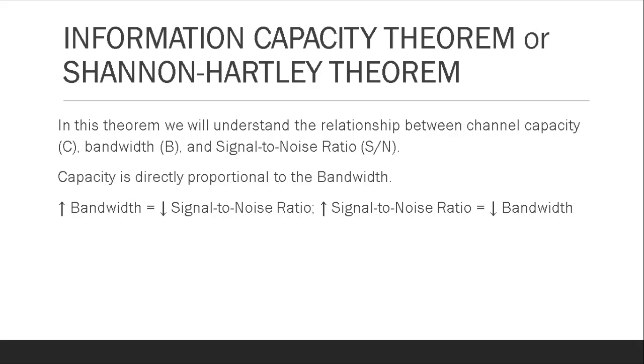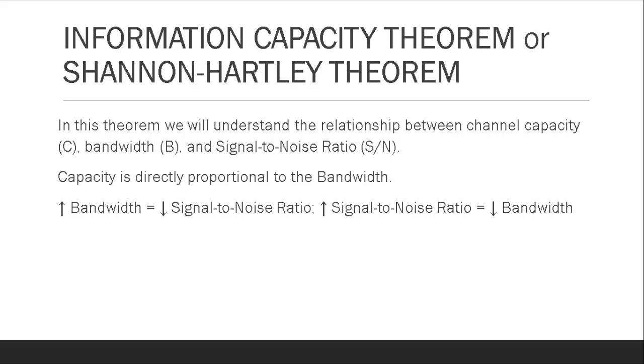According to the information capacity theorem, the channel bandwidth and signal to noise ratio are both exchangeable, meaning to reach the required amount of channel capacity, if the bandwidth is increased, then the signal-to-noise ratio should be reduced. So a trade-off occurs between the bandwidth and the signal-to-noise ratio to achieve the channel capacity.